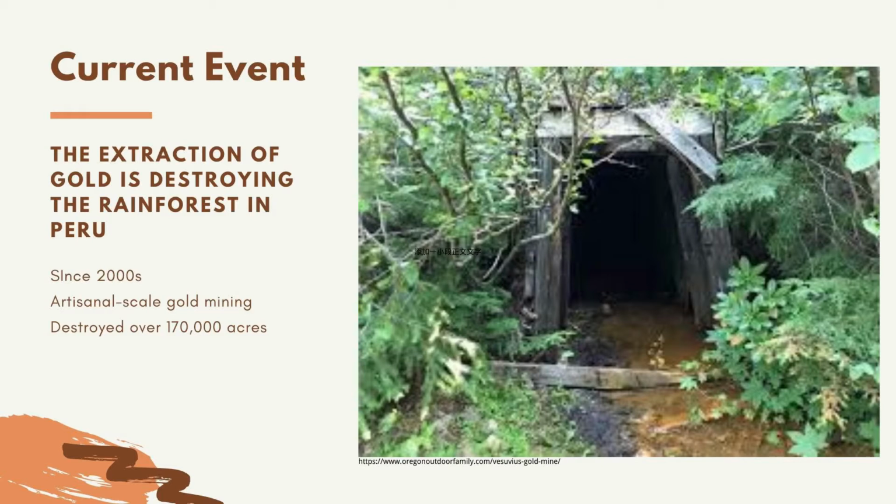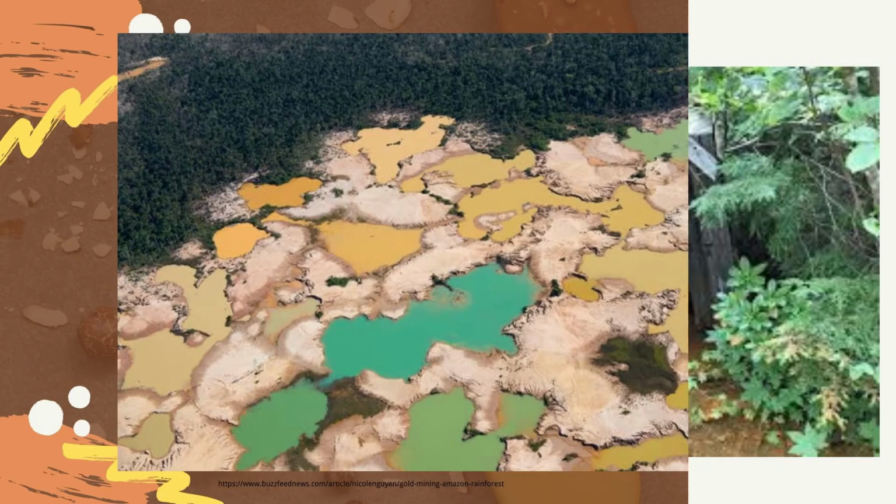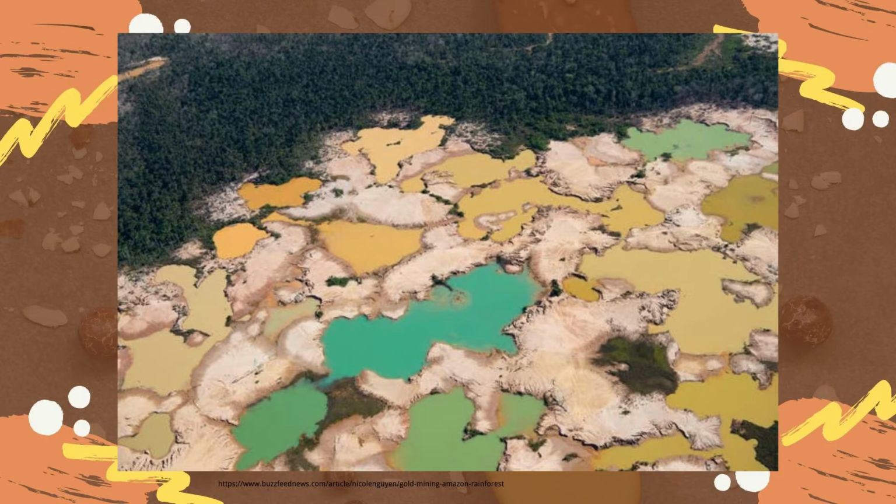It has already destroyed over 170,000 acres of land in the rainforest since the 2000s. And the picture on the right is the entrance of gold pits in the rainforest. So this picture is the aerial picture of the rainforest. As we can see in the picture, a lot of parts of the land don't have any vegetation on them, and it's also kind of dry, and it's all caused by the artisanal scale gold mining in the central part of the rainforest.